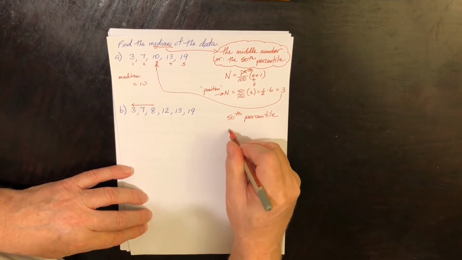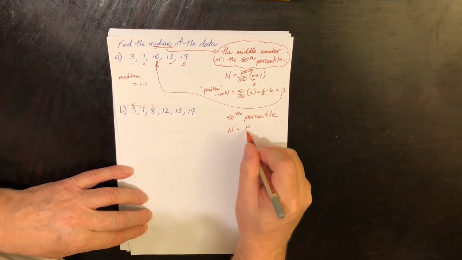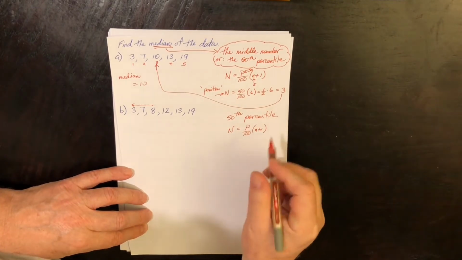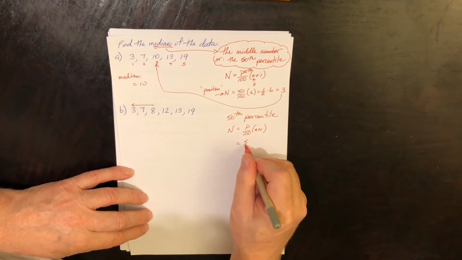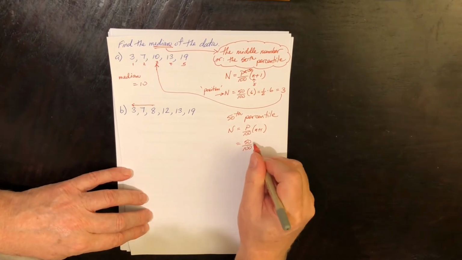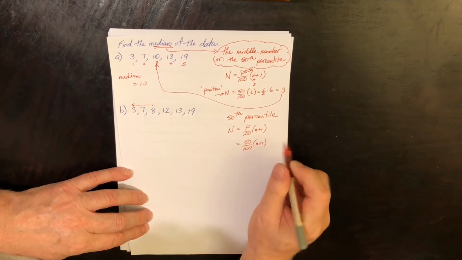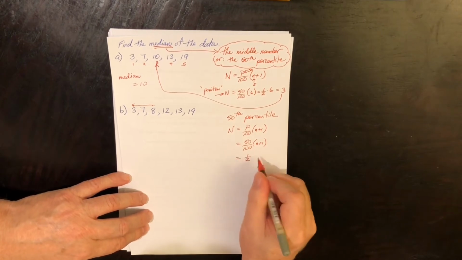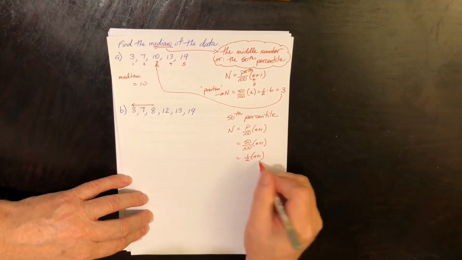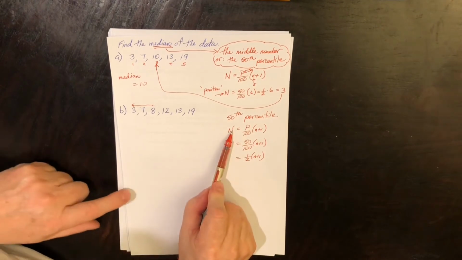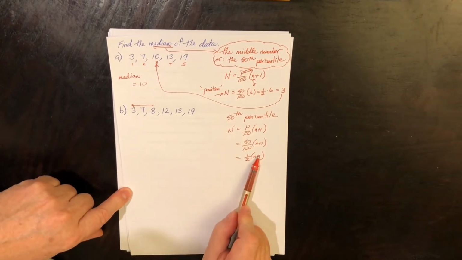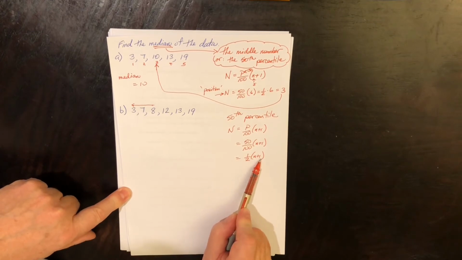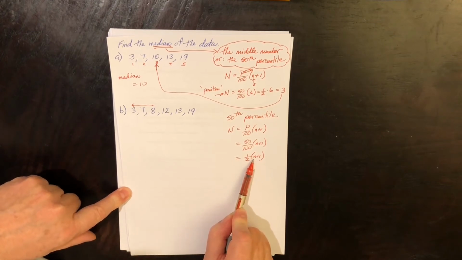If you use this formula, you have P out of 100 times n plus 1. The 50th percentile, 50 out of 100 times n plus 1. 50 out of 100 is the same as saying 1/2. 1/2 of n plus 1. The position is halfway through the data. We actually use n plus 1 instead of just n.